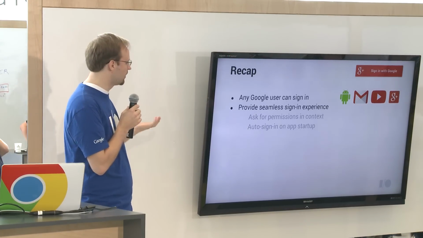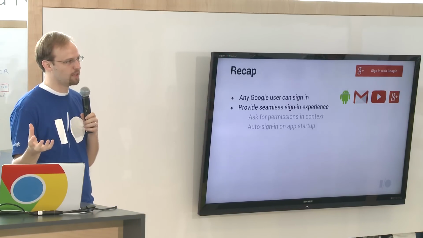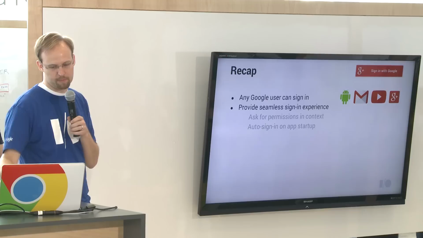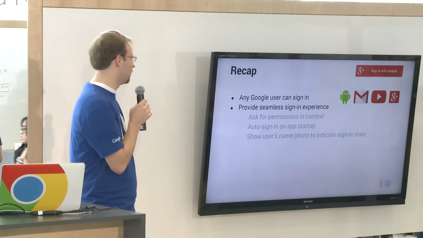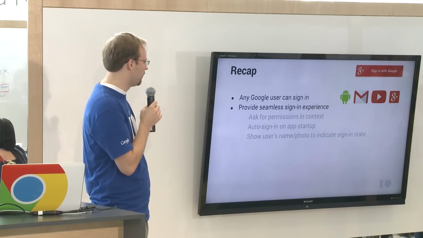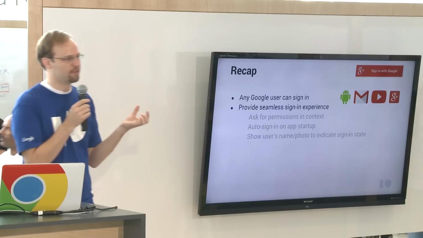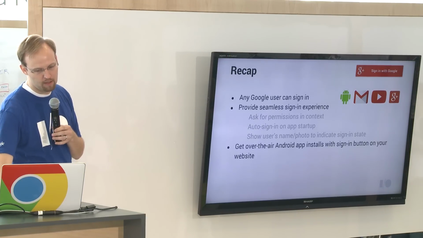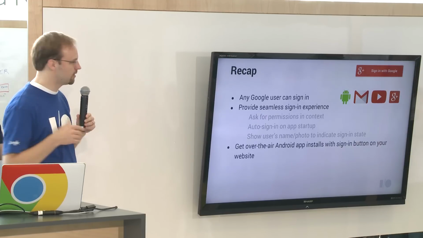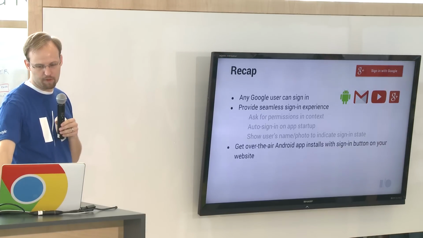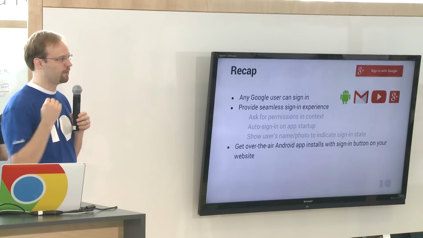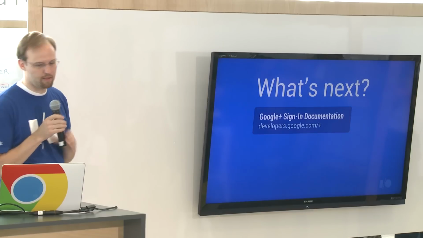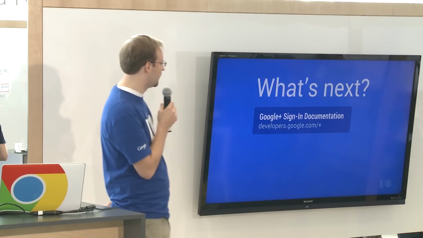Then we also have the auto sign-in on app startup. So if you've already used it on the web and you go to the Android, it's going to automatically sign you in with the same permissions. We also want you to show on your app the user's name and photo so that they can actually see what account they've signed into and it makes sense to them and reminds them of what's happened. We also allow you to do over-the-air installs for Android from signing in on the web, which makes it very good for converting users from the web over to your mobile device. From here, you can go onto the Google Plus sign-in documentation page.